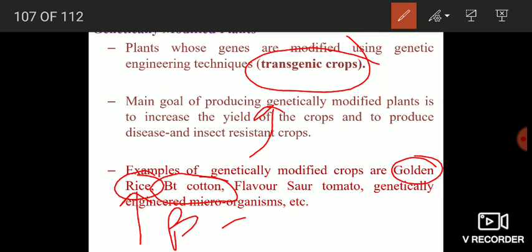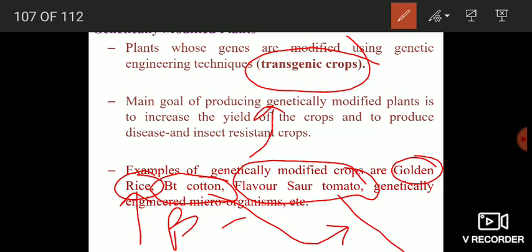Then we have BT cotton. This variety of cotton is resistant against a group of insects and has been produced by the introduction of the BT gene from Bacillus thuringiensis. And the flavr savr tomato, a variety created through genetic engineering, whose ripening is delayed so that you can store it for a longer time period.